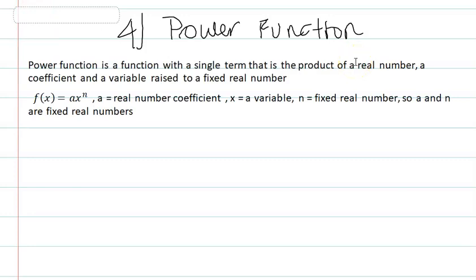ፓወር ፈንክሽን ዲፋይን የሚደረገው power function is a function with a single term that's the product of real numbers: a coefficient, a real number, and a variable raised to a fixed real number power n. The function is f of x equals a times x to the power of n. So a is a real number and x is a variable.